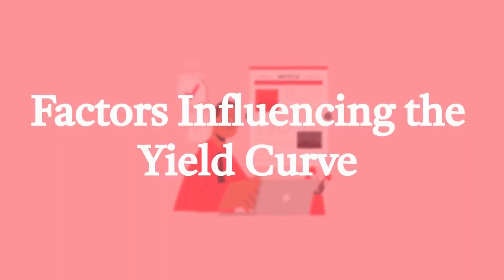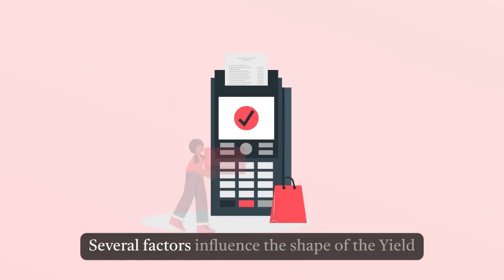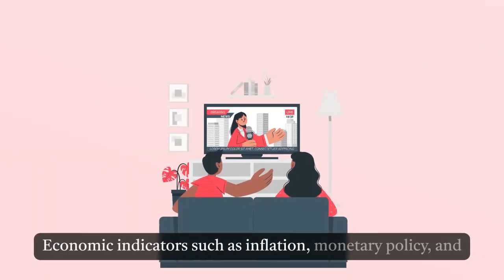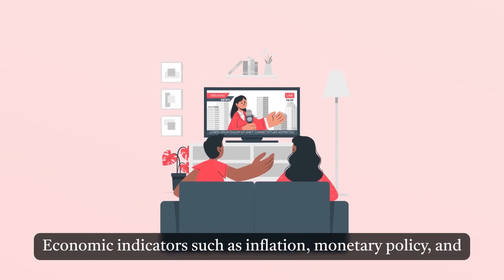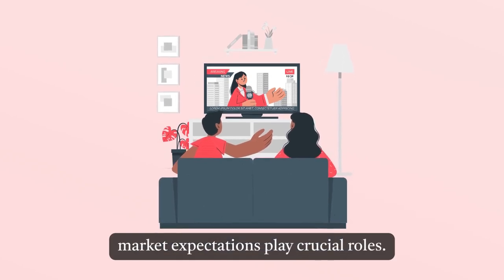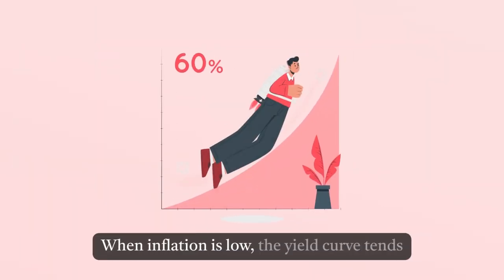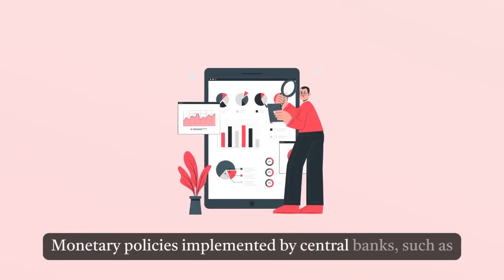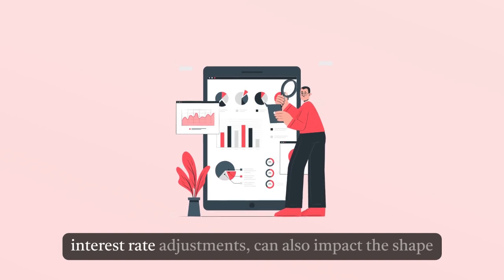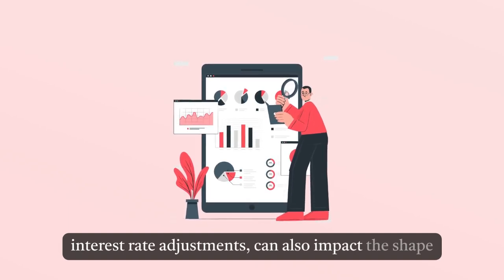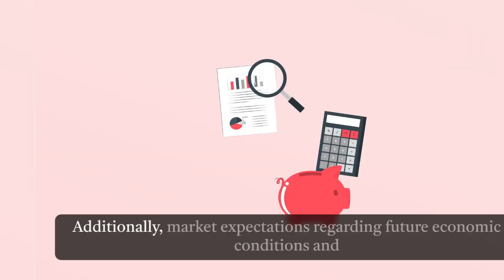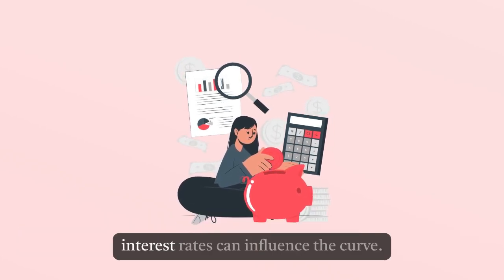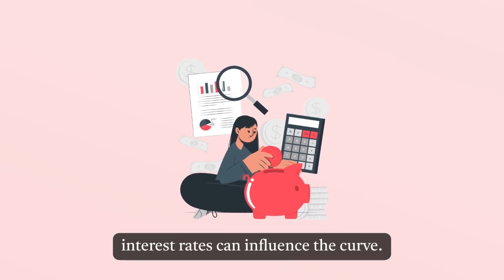Factors influencing the yield curve. Several factors influence the shape of the yield curve. Economic indicators such as inflation, monetary policy, and market expectations play crucial roles. When inflation is low, the yield curve tends to be flatter. Monetary policies implemented by central banks, such as interest rate adjustments, can also impact the shape of the yield curve. Additionally, market expectations regarding future economic conditions and interest rates can influence the curve.